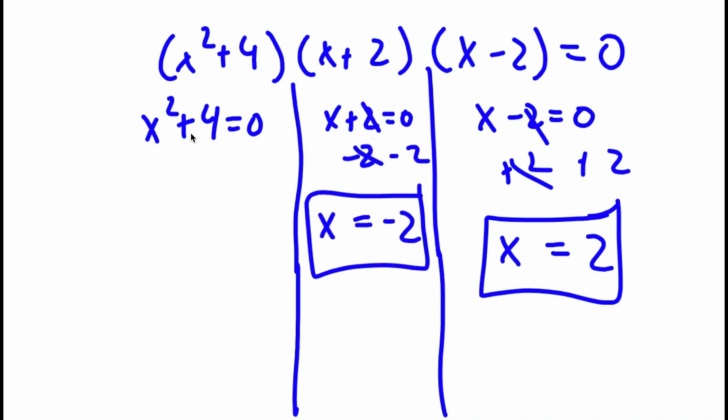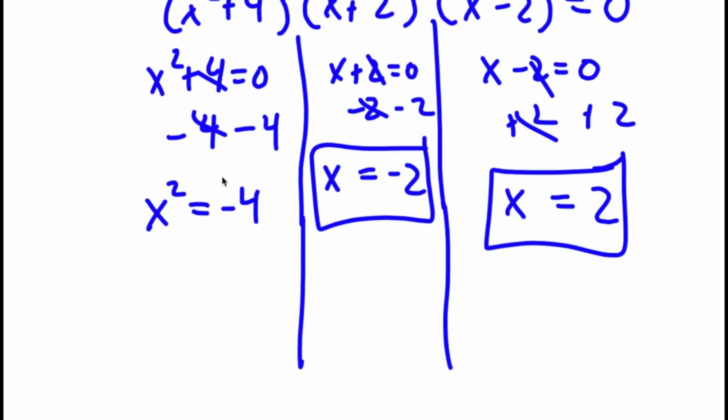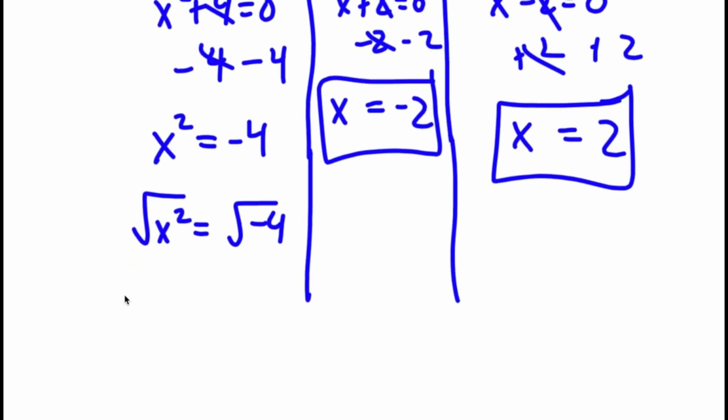And finally, for x to the power of 2 plus 4 equals 0, well, I'm going to subtract 4 on both sides. So now I'll have x squared is equal to negative 4. Now, if I take the square root on both sides, I get the square root of x squared is equal to the square root of negative 4. The square root of x squared is x.